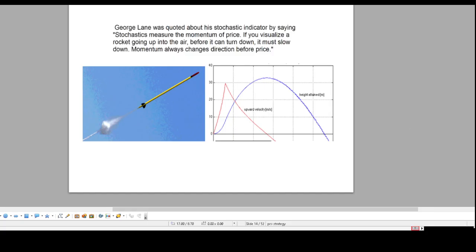All right, the genius behind George Lane's stochastics is how they came about, which is a story in itself. There was a bunch of Polish cement mixing guys. One day I'll tell you the story about it. But he wanted to explain to people exactly what was taking place underneath. What is this oscillator measuring?